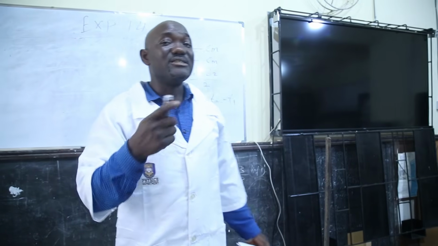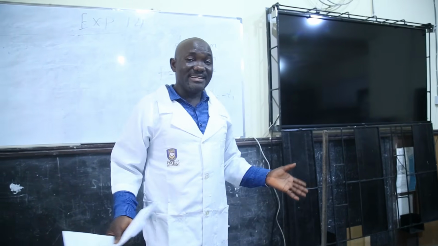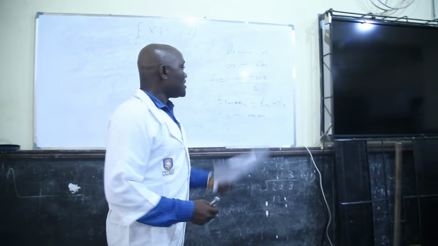Random error is error due to the observer, the person performing the experiment itself, while systematic error is error due to the apparatus you are using. So those are basically the 2 types of errors that we have.